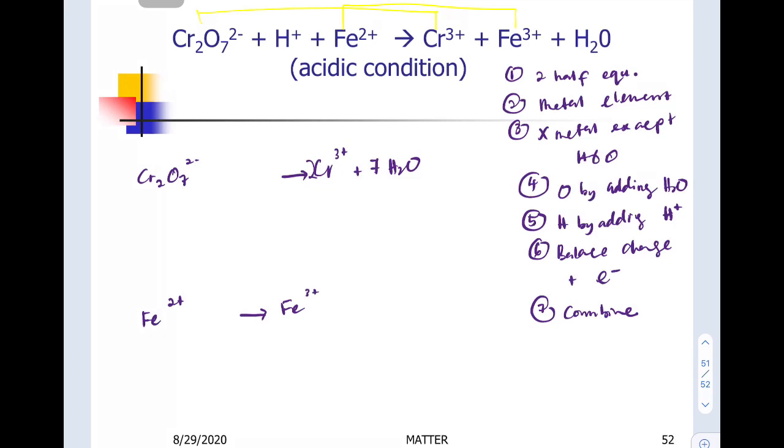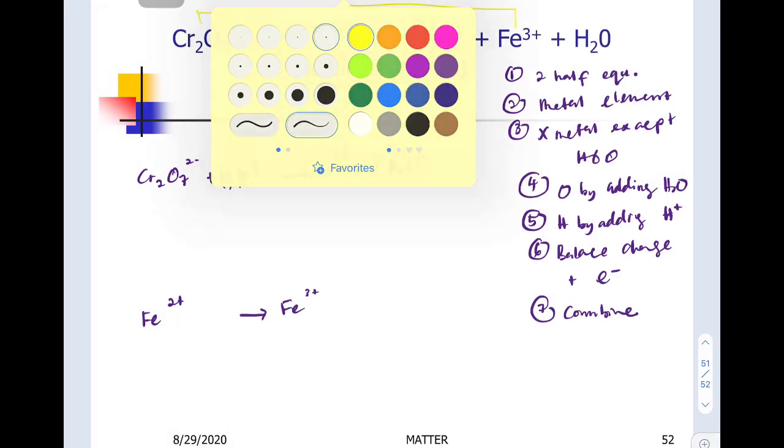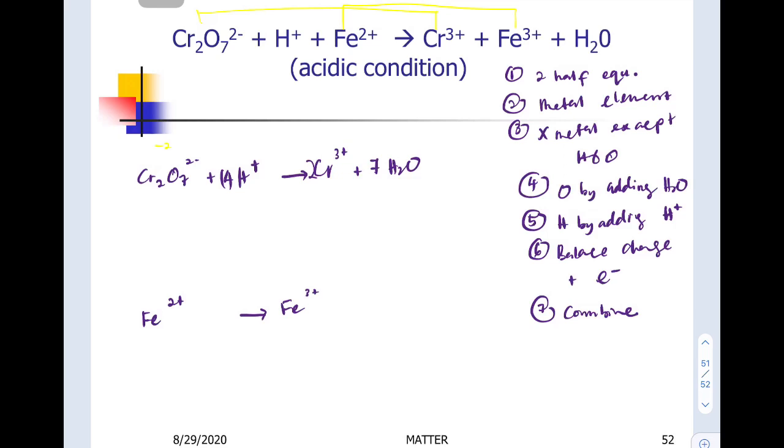Then the fifth step is to balance the hydrogen. Looking at the hydrogen, we have 14 hydrogen at the right, no hydrogen at the left. So we will add 14 H plus. The next step is to balance the charge. So determine the charge. Cr2O7 2 minus is -2, H plus is plus 14, so the total charge at the left side is plus 12. As for the right side, the product side, the charge of the Cr3 plus here is plus 6, since we have 2 chromium ions. H2O is neutral, so the total charge at the right side is plus 6.